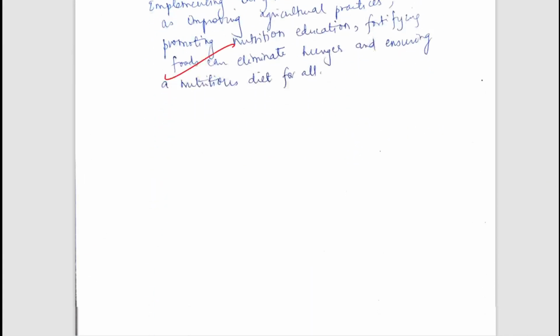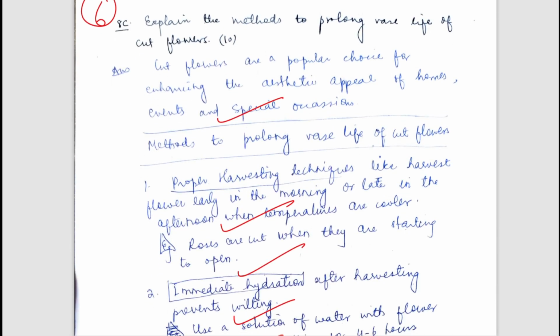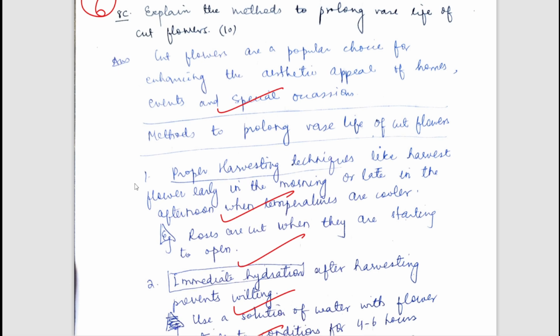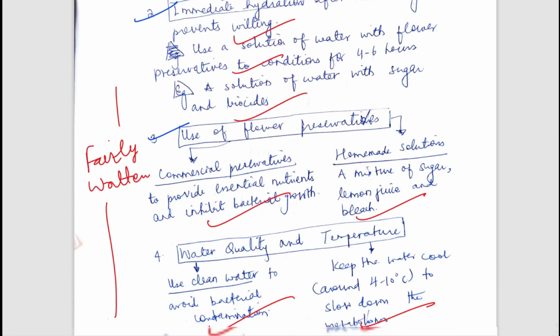Now let's move to the next question. The next question is, explain the methods to prolong vase life of cut flowers. So how can we prolong the vase life of cut flowers? We can do proper harvesting techniques. We can do immediate hydration, that is keeping the flower hydrated so that it doesn't wilt. Flower preservatives can be used.